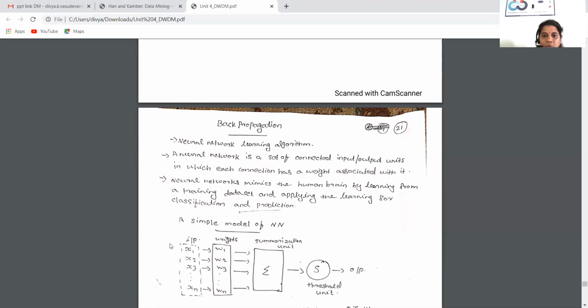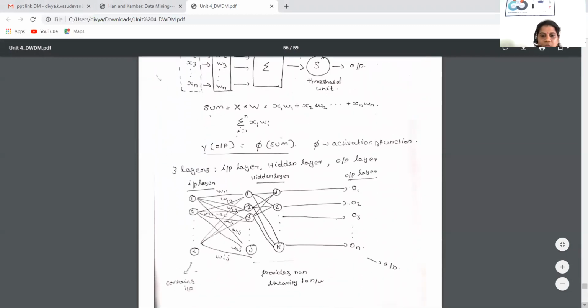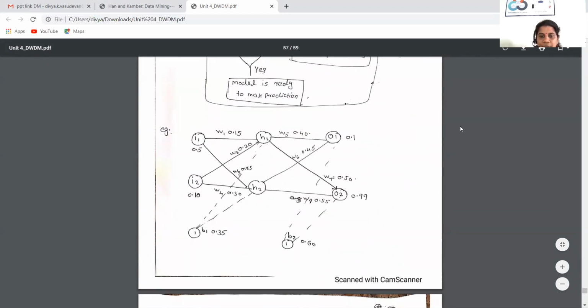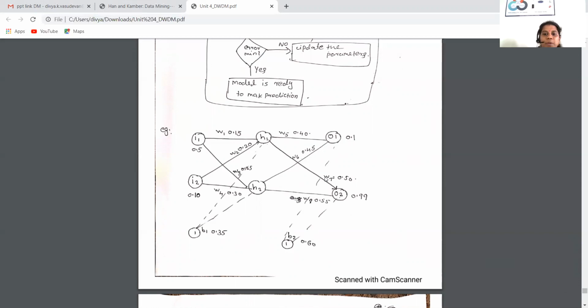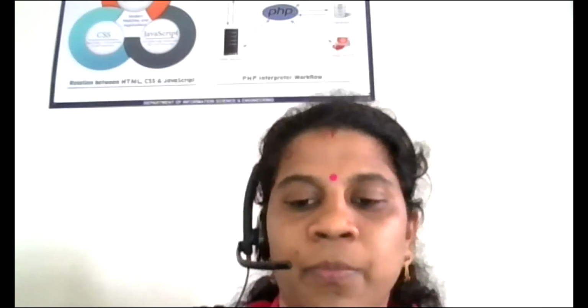We have two steps. One is the learning step, in which we reassign the weights and finalize the model. Once the model is ready, we can go for the prediction. As you know, this is an example of a neural network with a set of input layers, hidden layers, output layers, etc. You can take different examples like this, try all the forward passes and backward passes, and finally go for the prediction. Thank you.